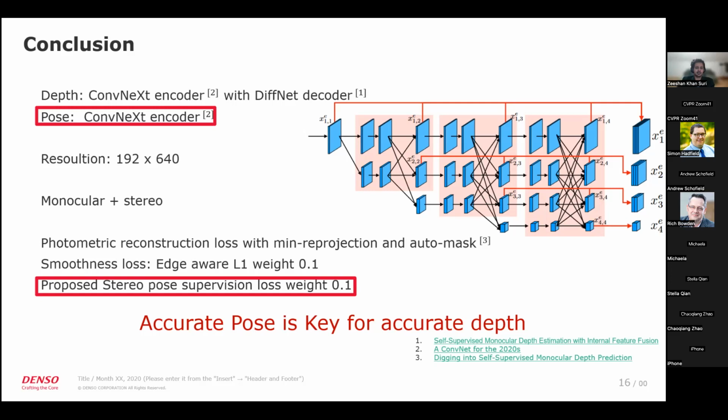And the main conclusion which can be made from this is that accurate pose is key for accurate depth, because the pipeline is designed in such a way that the gradients of the losses pass through both the pose and the depth network. If your pose network is getting better, consequently your depth network will also get better.